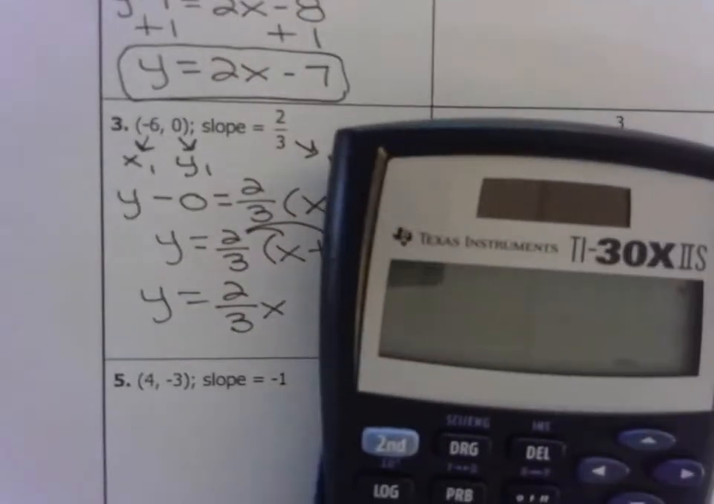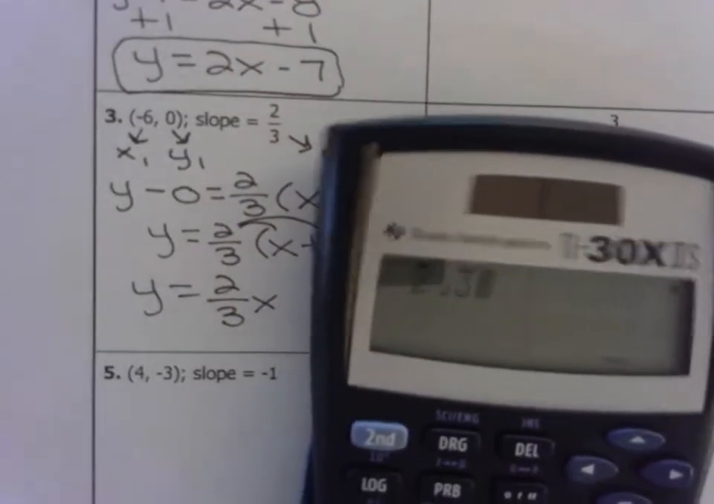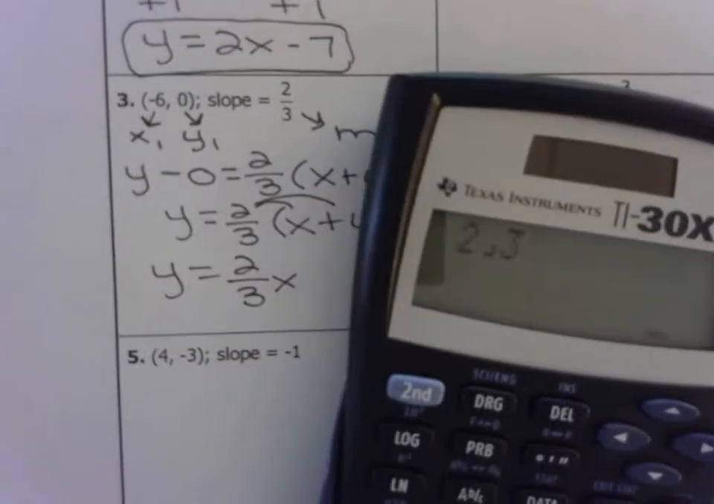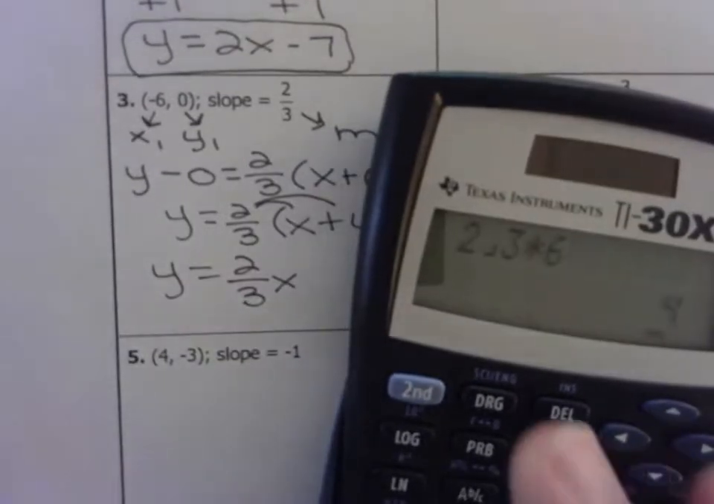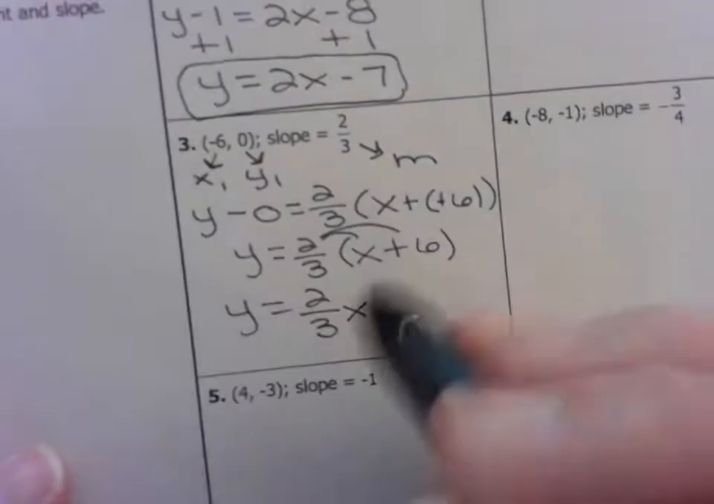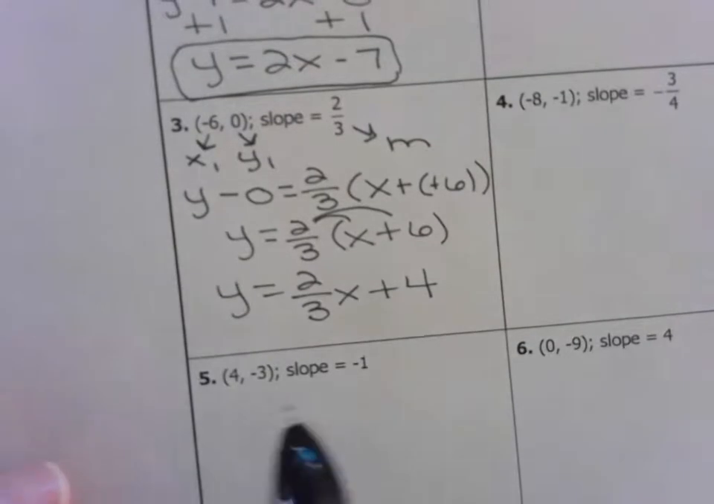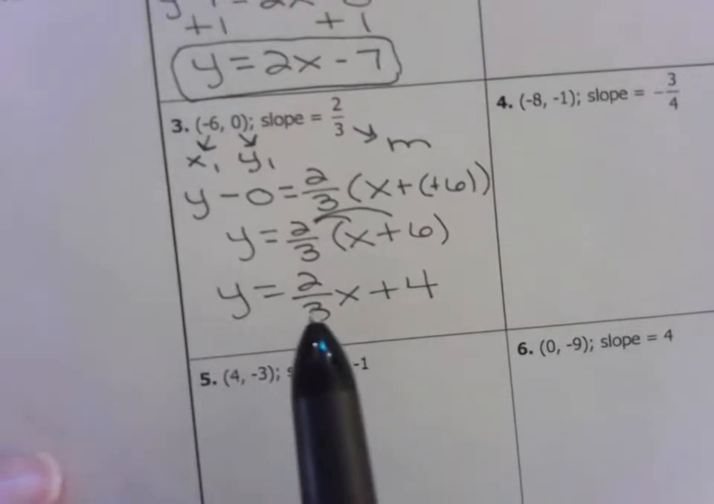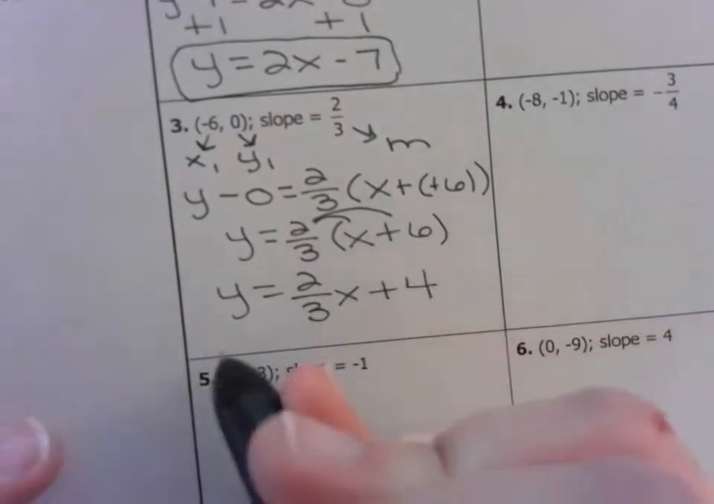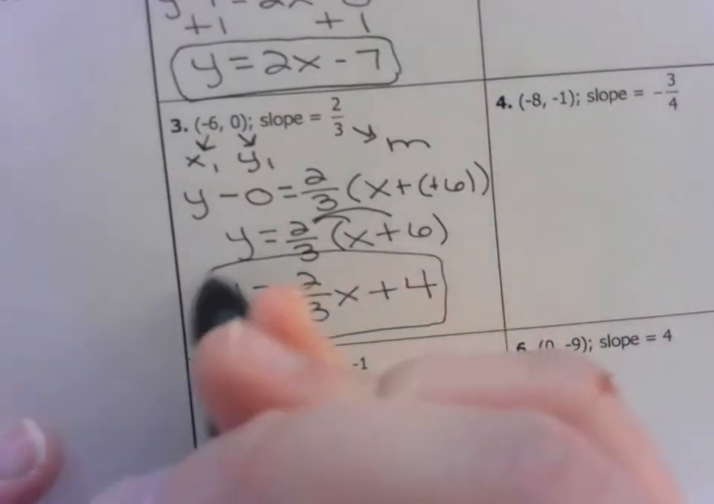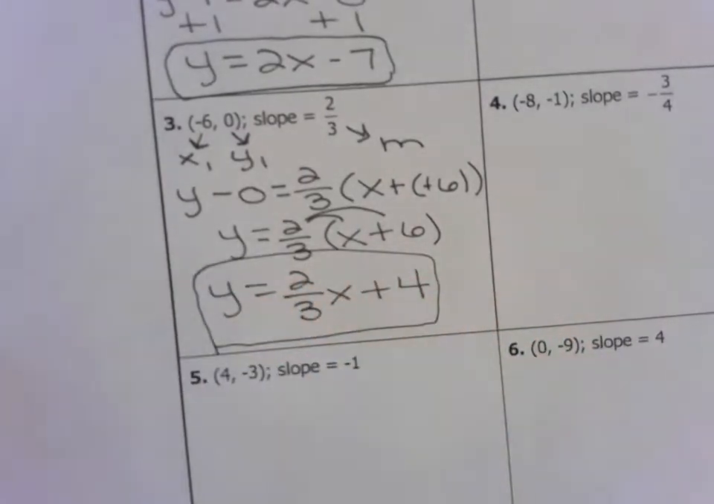Okay, so 2/3. So 2, ABC button, 3. That's 2/3 times 6, 4. Watch out. So plus 4. Okay, this is now y equals a number times x plus another number. So that's in slope-intercept form. So that's your answer. Do not make these harder than they are. Plug in your slope, plug in x1, y1, and then simplify.